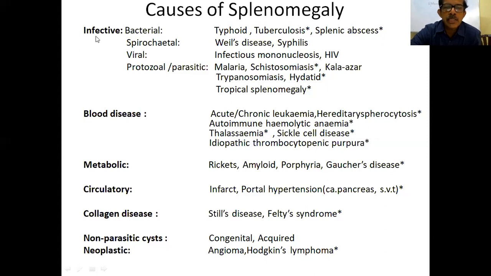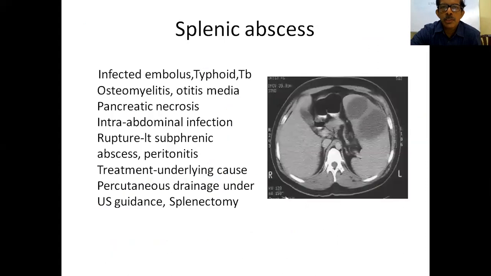So these are the indications. Please remember at least the headings for splenectomy. Infective: tuberculosis, splenic abscess, schistosomiasis, hydatid disease, and tropical splenomegaly, a very, very important condition. Blood disease: hereditary hemolytic anemias and ITP. Metabolic: Gaucher's disease. Circulatory: Warren's shunt, carcinoma of the pancreas, splenic vein thrombosis. Collagen diseases: Felty's syndrome. And neoplastic, of course, rarely Hodgkin's lymphoma. So these are the causes of splenomegaly.